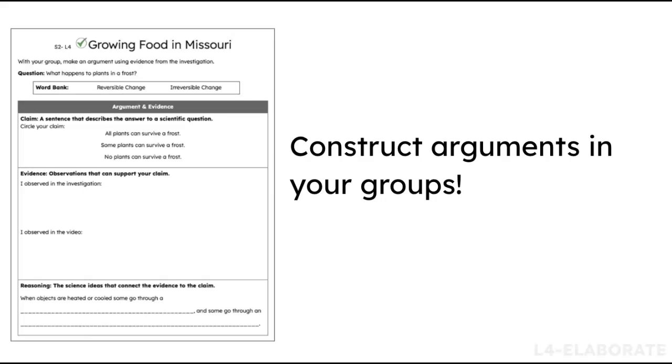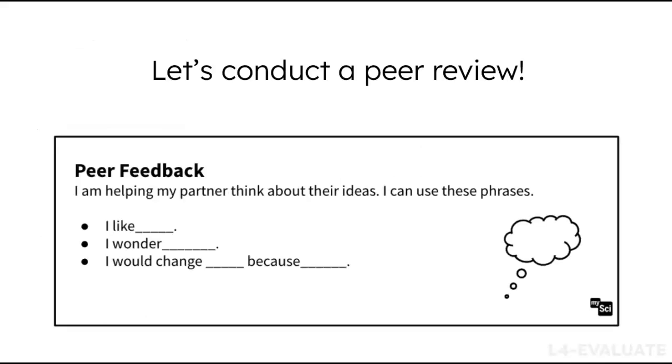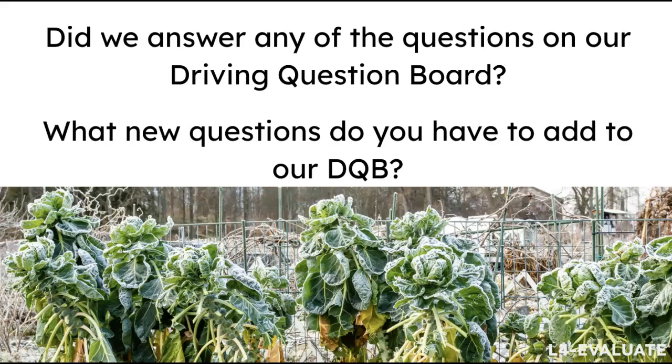For the Evaluate portion, you'll have groups exchange their arguments written on the Growing Foods in Missouri Writing student journal page and conduct a peer review. To support student sense-making across the unit, orient them back to the driving question board. Ask, did we answer any of the questions on our driving question board? Do you have any new questions to add to our driving question board?